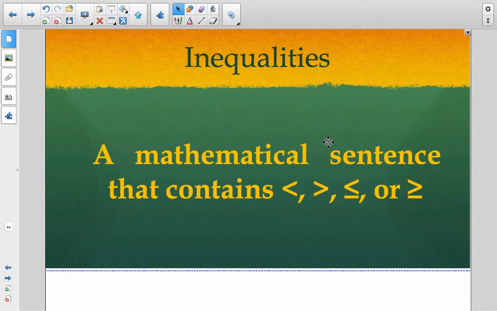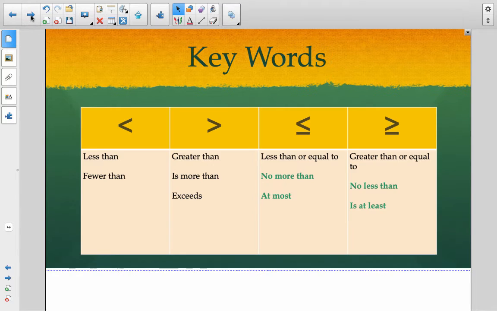When we're looking at inequalities, we're going to start out by taking a sentence and translating it into an inequality. And in order to do that, you need to know keywords for each of these symbols. So on that front page as well, you have a big table. I'd like you to fill in your keywords for each symbol in the table. You can pause the video, and when you're ready, press play, and we'll do some practice.